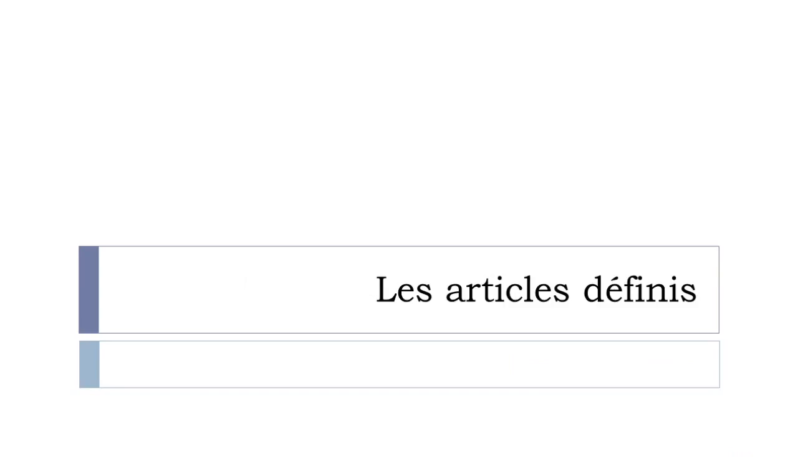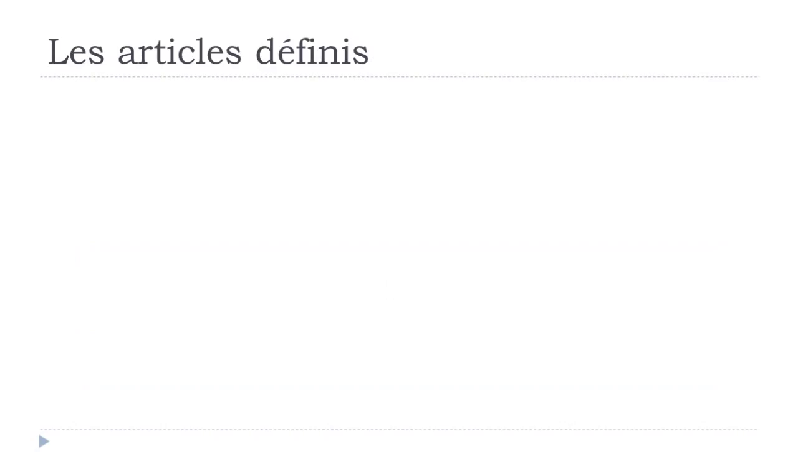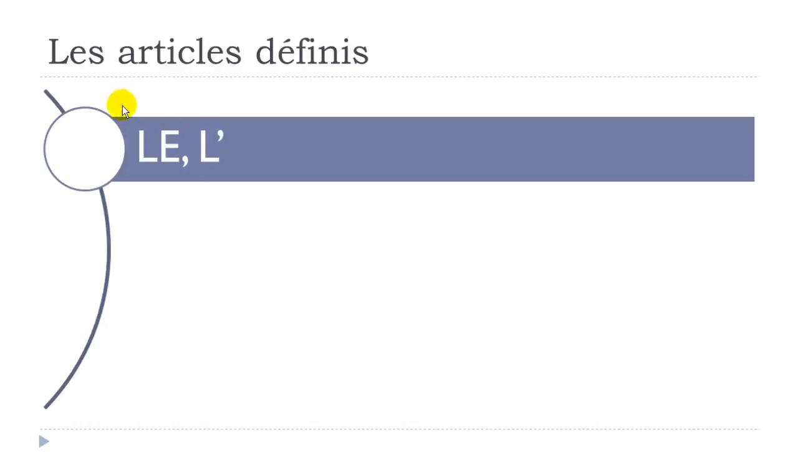We'll discover les articles définis, so definite articles. In English it would be the. But in French, of course, as usual, we've got the difference between the masculine form, the feminine form, and the plural form. We start with the masculine form, so we've got le. In some cases, if there is a word after that starting with a vowel, this vowel will have to disappear. So you will get this L apostrophe, that's the reason I've been writing it here. But the main form is le.